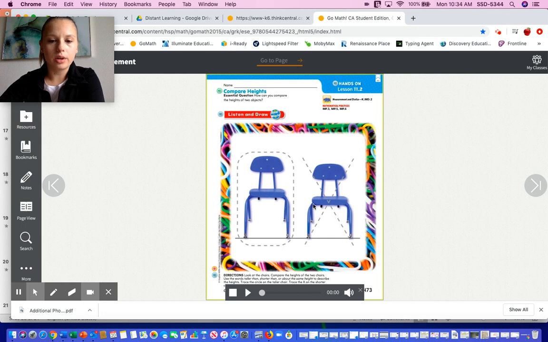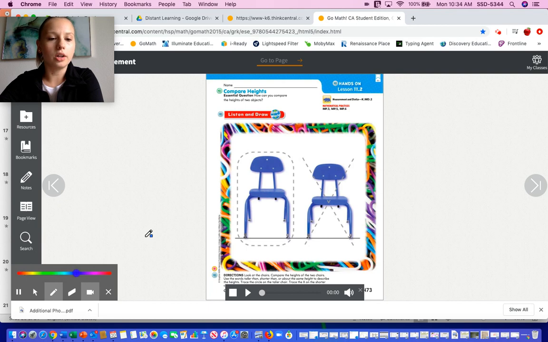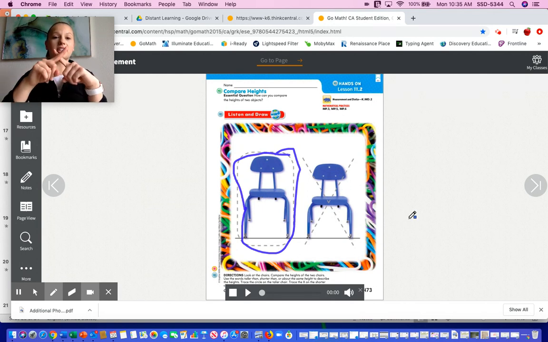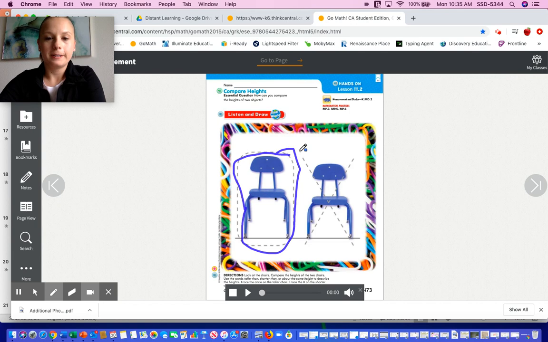Take your pencil. We're going to circle the taller chair. Which one is taller or bigger in height? This one. Good. Ooh, Miss Paulina couldn't make a good circle today. All right. This time, we're going to put an X on the shorter chair. Good. This chair is taller than this chair. This chair is shorter than this chair. They're not about the same. Excellent. Okay, go ahead and flip to the next page.